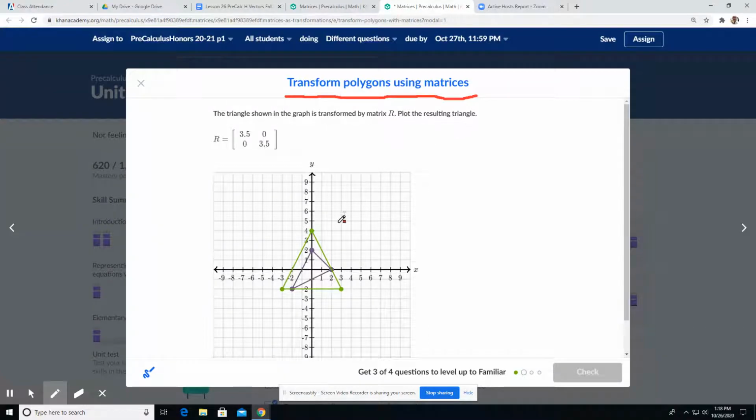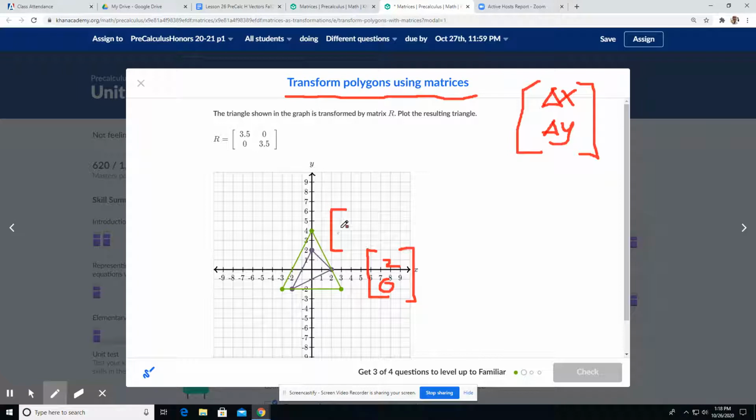Plot the resulting triangle. All right, so first thing we need is what are these values as vectors? Remember, when we have our vectors in matrix form, it's usually in change in X and change in Y form. So the change in X here is +2, and there's no change in Y on that one. This component vector would be no change in X, change in Y is +2.